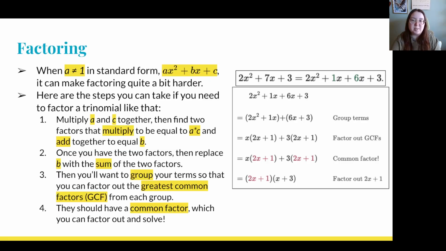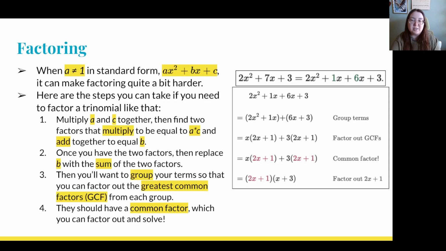So for example, this would be something like 2x squared plus 7x plus 3. There's a coefficient in front of x squared, meaning that a does not equal 1, and you'll most likely have to use a different and probably harder factoring technique.